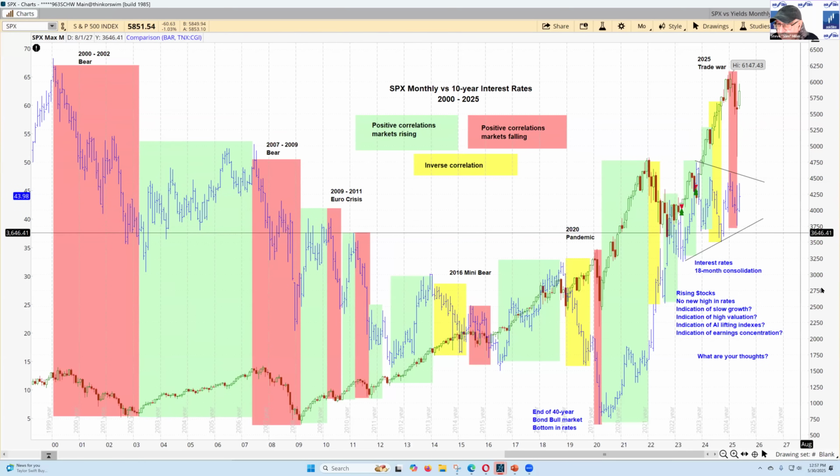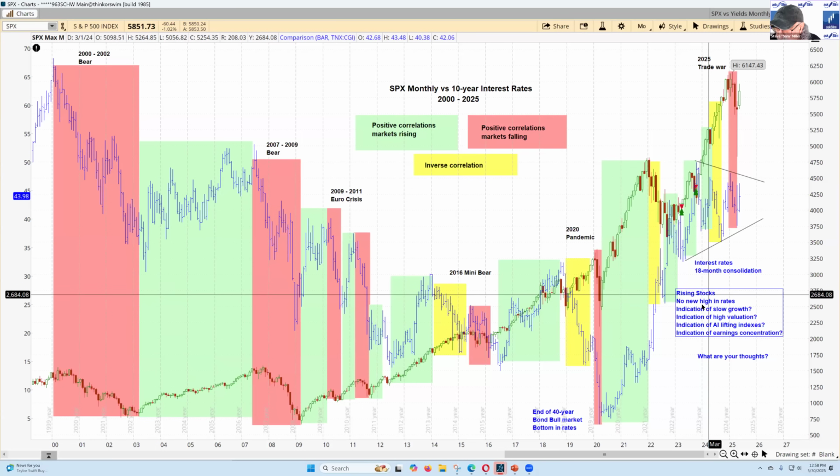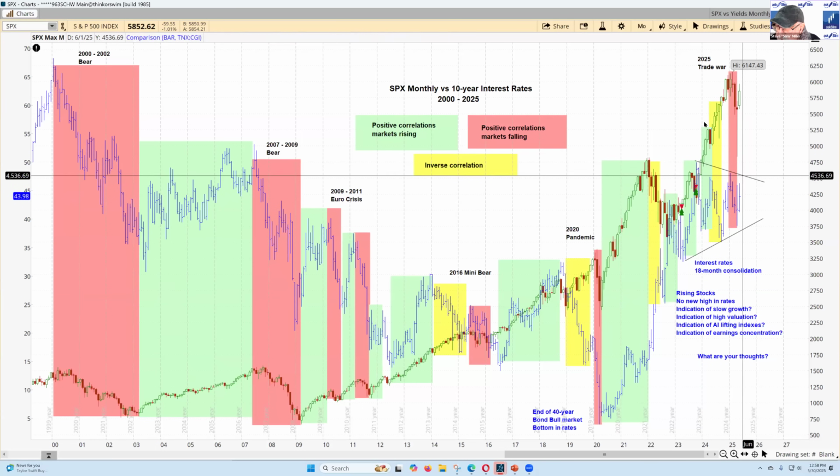The question is, we have this period of rising stocks. We have this period where they're not correlating well, that could be understood. Is this an indication of slow growth, with no new high in interest rates? In other words, interest rates are not going. Is that an indication of slow growth? Is this an indication that it's extremely high valuation and you wouldn't really expect that the stock market could make a lot of upside ground? It could make some, because the stock market just going up without the bond market supporting it, interest rates should be going up in this time frame, but they're really not. They're stuck. Is this an indication that AI is lifting all the indexes in here and it's very anomalous? Is it an indication of earnings concentration in here that puts the stock market at risk?